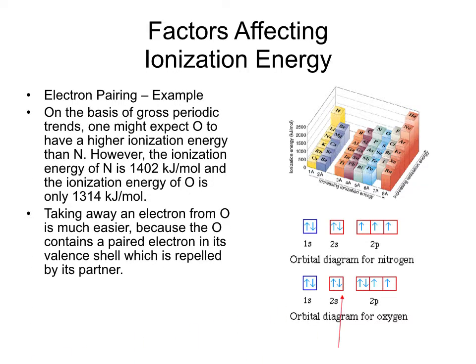This is the same idea of what I just explained, although written out. So this is another example. You would expect oxygen to have a higher ionization energy than nitrogen. However, for nitrogen the ionization energy is 1402, and for oxygen it is 1314. So nitrogen has a higher ionization energy, even though you would expect oxygen to. The reason is that it's easier to take an electron away from oxygen because of that paired 2p electron.